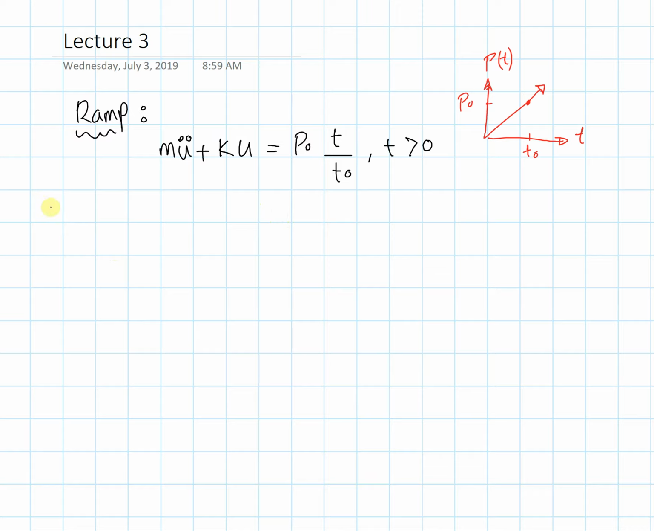So as it turns out, the solution to this will have the same structure as well. There is going to be the complementary component. Complementary terms always have the omega n. Then there is an A2 sine omega n t. And lastly, our particular solution will have the same structure as the excitation force. So we have P naught over K. So it's force divided by stiffness, times time over T naught.